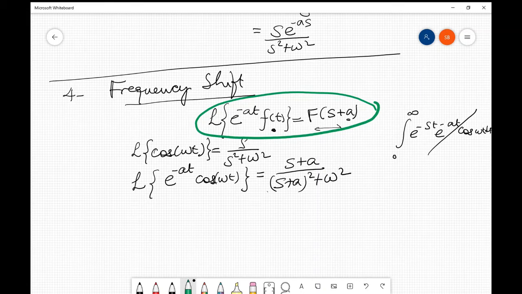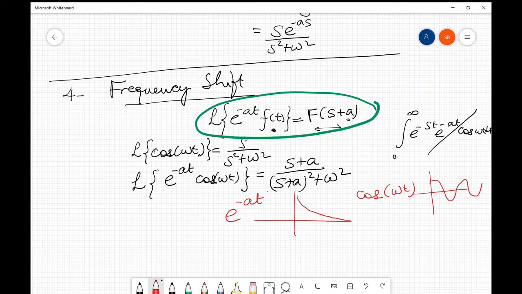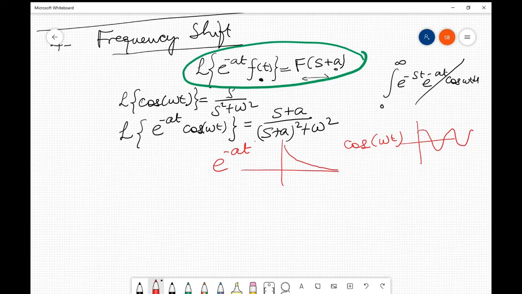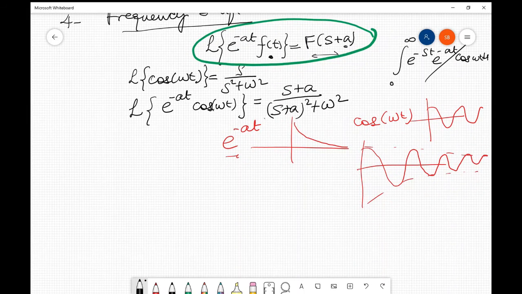So a multiplication by a decaying function in the time domain is the same as shifting the frequency. Why is this function important? If we plot e raised to minus at, what do we get? e raised to minus at is a decaying function like that, and cos omega t is a trig function. If we multiply these two, we get a very common decaying trig function like that, where the envelope is the decaying exponential function.